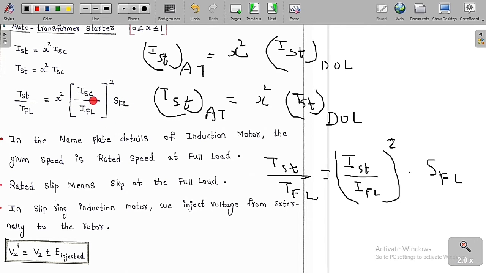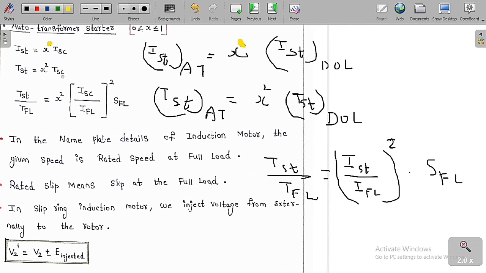This ISC is called the starting current because of the DOL connection. This is the thing you always have to remember. This IST is nothing but the starting current because of the auto transformer. Now a small correction here: the starting current of the auto transformer is equal to x times the starting current because of the DOL, ISC. So this is not x squared, this is basically x. Whatever the starting current through the auto transformer is, it equals the starting current of DOL into x.